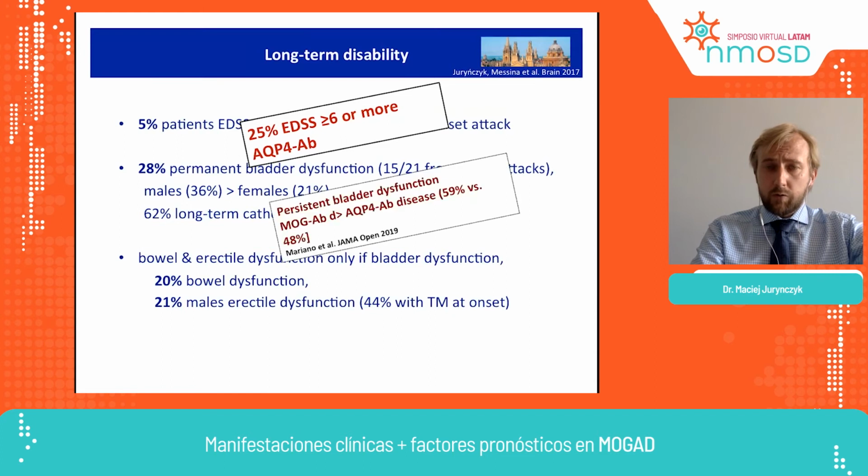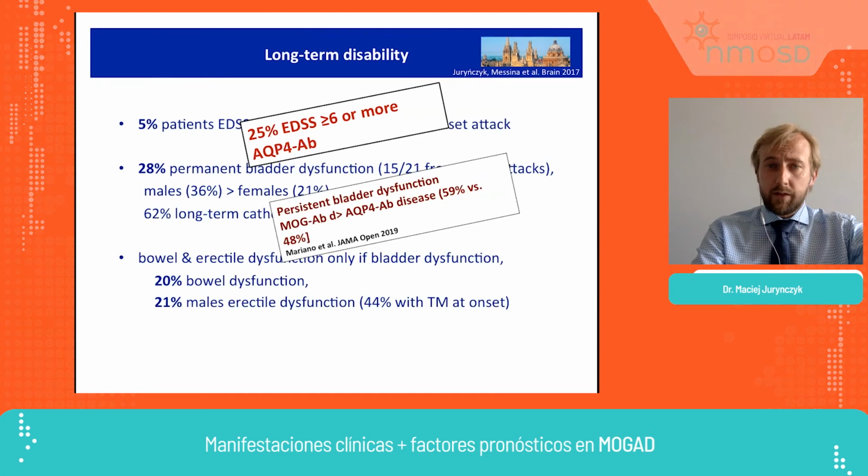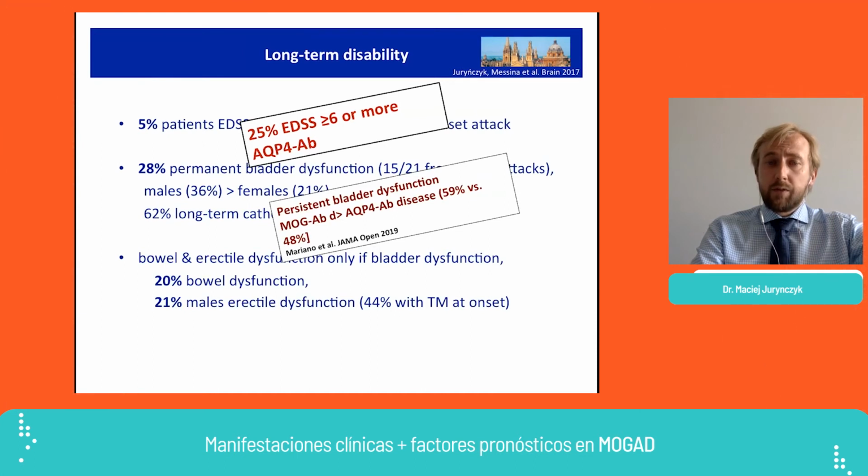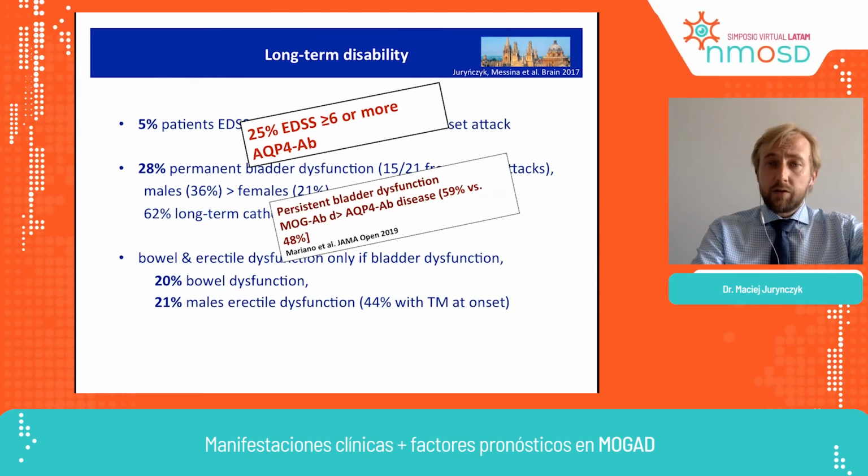Romina Mariano from Oxford was looking in more detail at the comparison of transverse myelitis between MOG antibody-associated and aquaporin-4 antibody-associated disease, and she found that persistent bladder dysfunction is more common in MOG antibody disease than in aquaporin-4 antibody disease. However, the poor outcome of catheterization was similar between the two groups.